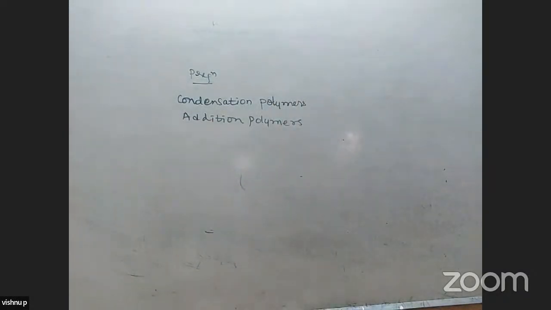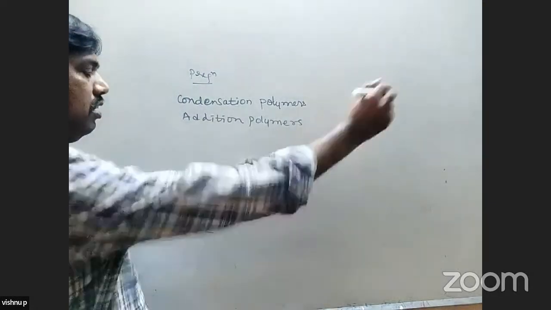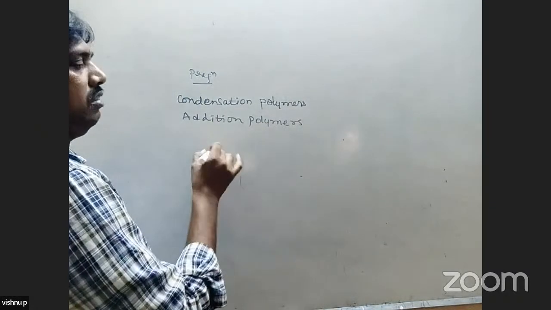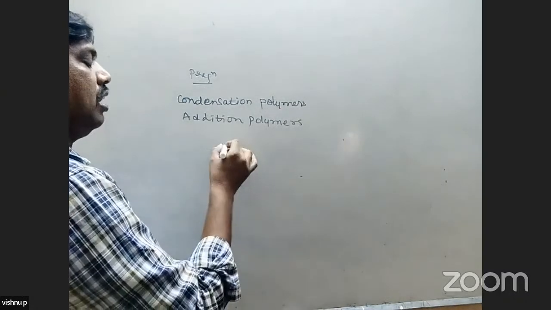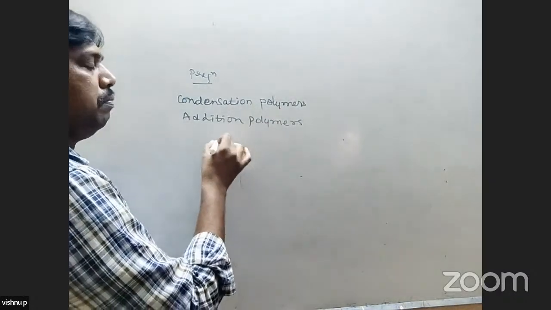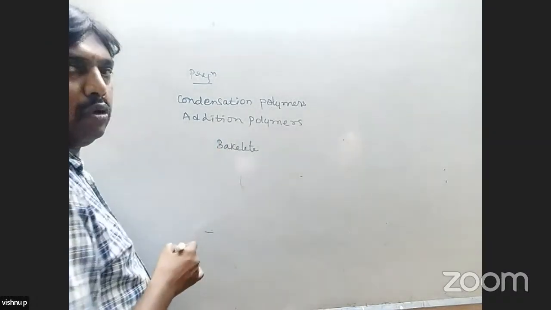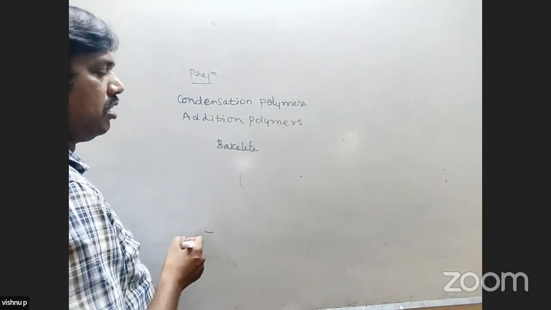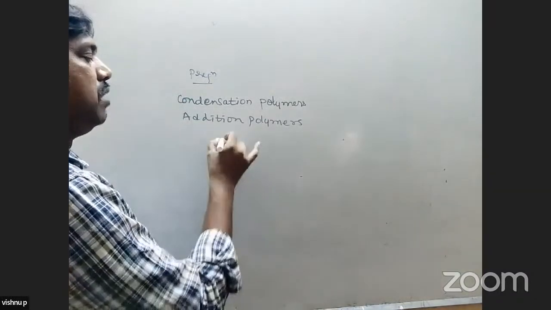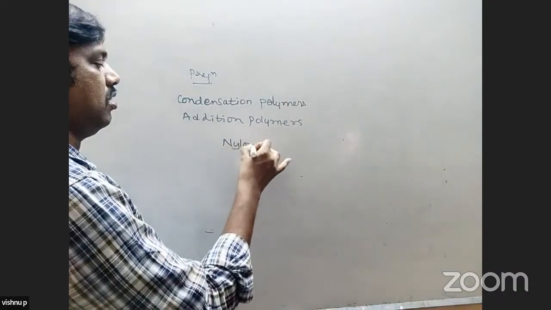Condensation polymers and the second one is called addition polymers. What are condensation polymers? To take one example, bakelite. What is this bakelite? Or we take the example of nylon 66.